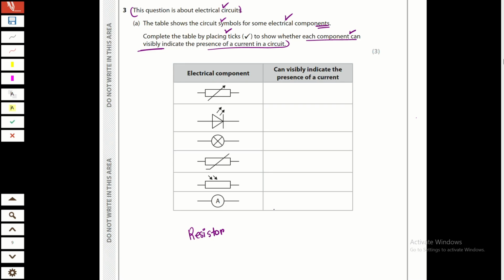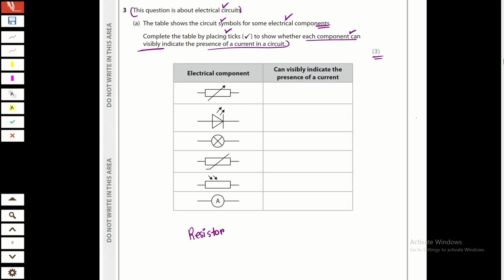So among all these electrical components, you will have to find the resistors present. All types of resistors do the same work, that is altering the current in the circuit, but they don't visibly indicate the presence of current in the circuit. So you find all the different types of resistors present in this list, and excluding those ones, the remaining ones should be our answer. Another thing, the marks for this question is 3. So this indicates that there are 3 answers to this particular question.